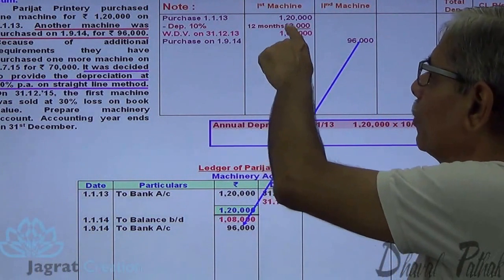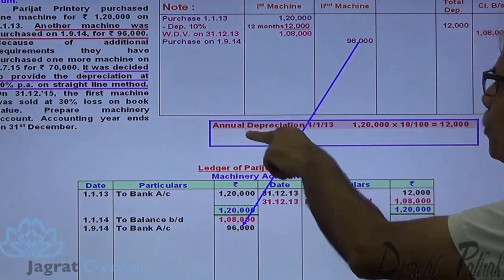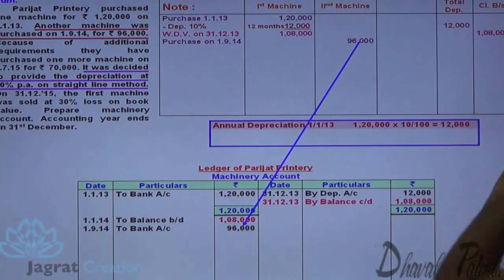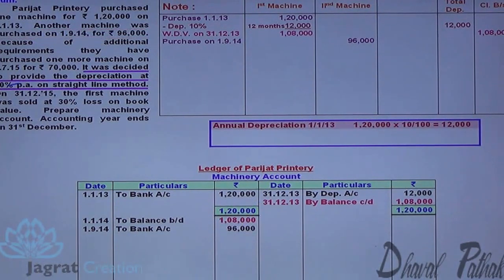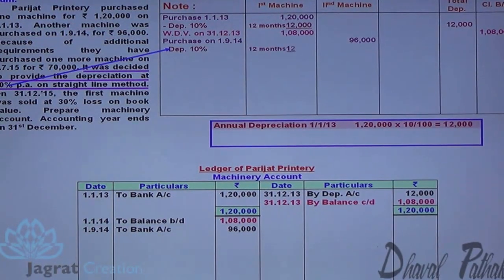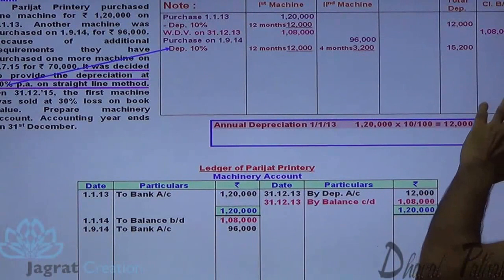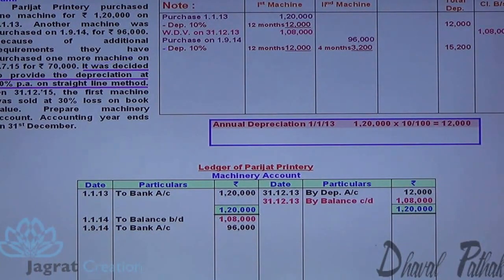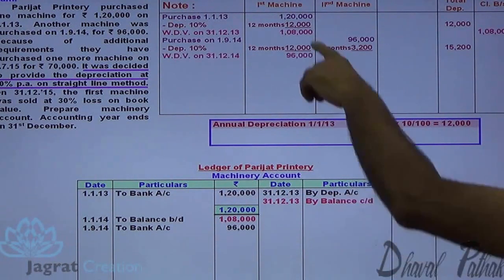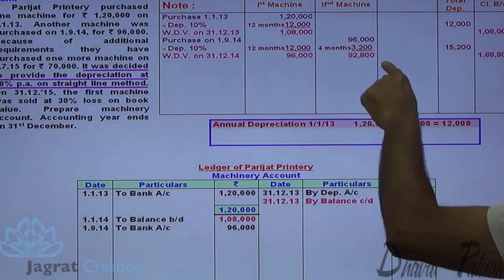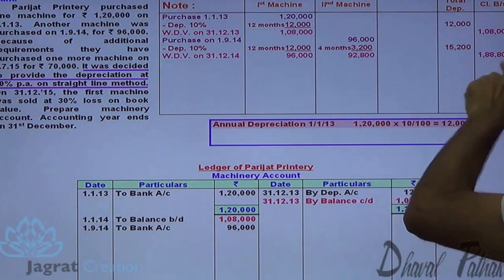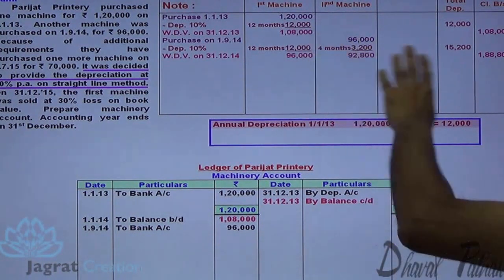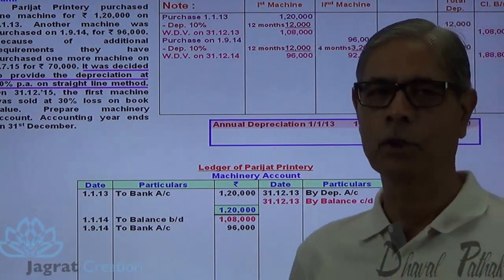And here I am required to provide depreciation on annual basis, and the annual depreciation is 12,000. So let me write down the depreciation. 12 months depreciation plus 4 months depreciation, 12,000 plus 3,200, 15,200 is the total depreciation. And here I write down, after depreciation, 96,000 becomes 92,800, and the total of these two is 1,88,800. This is how I have prepared the depreciation working note.